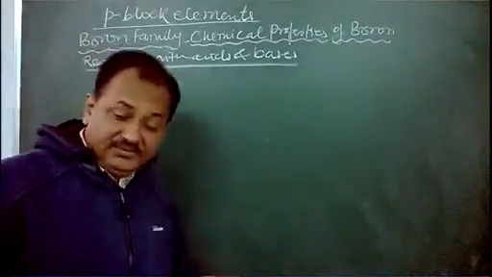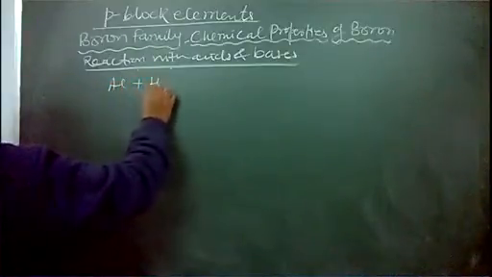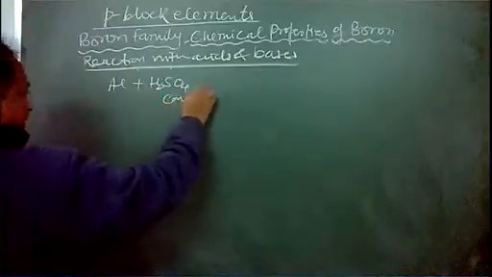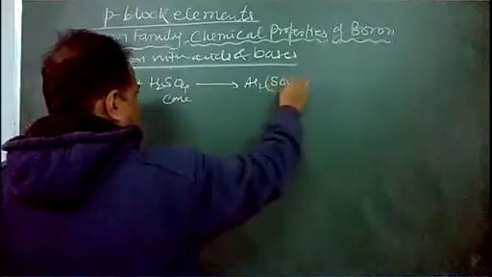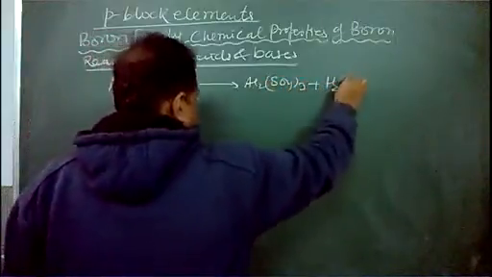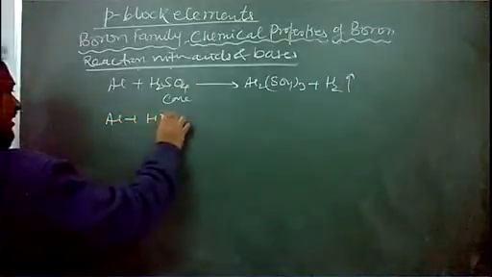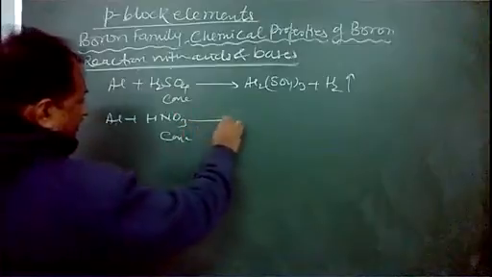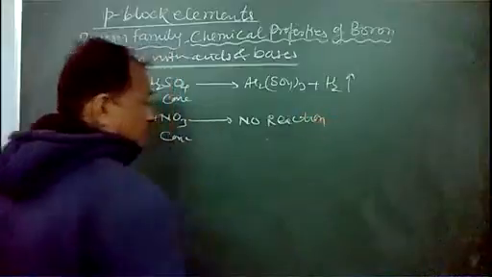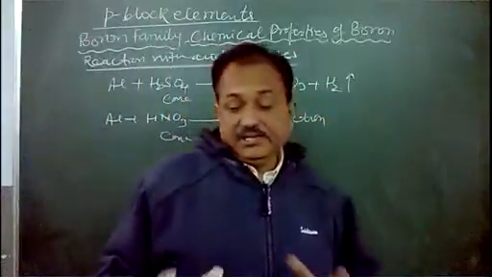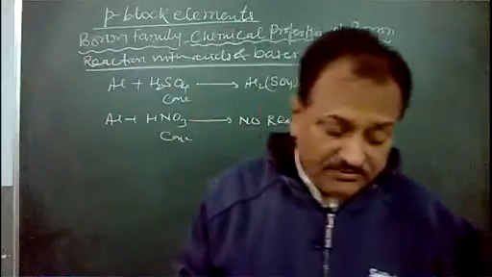Aluminium reacts with sulfuric acid also. If we write aluminium plus H2SO4, let it be concentrated, then there is formation of aluminium sulfate plus hydrogen gas. But children, if you take aluminium plus concentrated HNO3, here there will be no reaction. No reaction takes place.